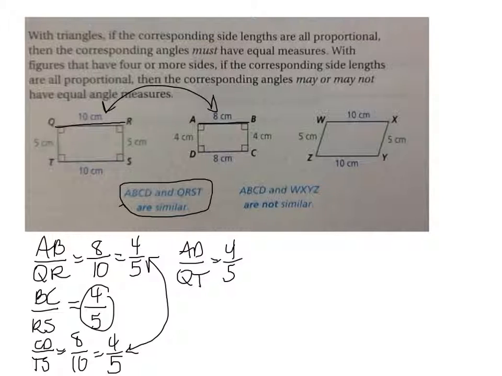They're similar, not congruent, because congruent would mean the exact same copy. Are they the exact same copy? Or is one a little bigger than the other? Right, but they are similar because they're proportional.